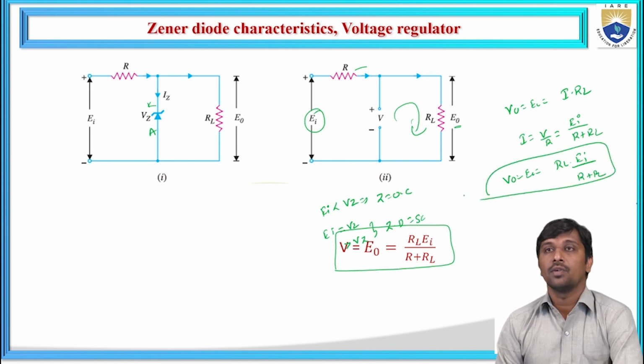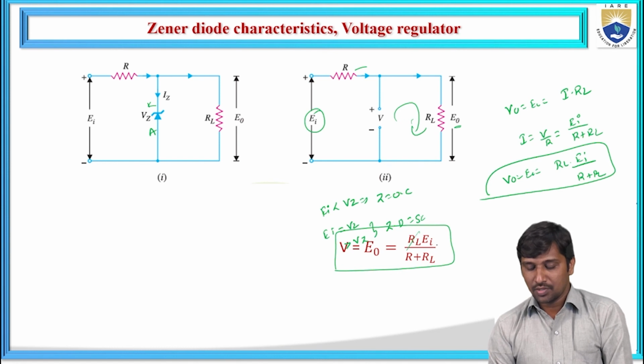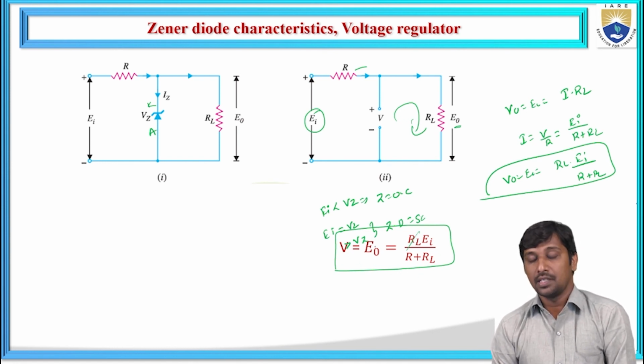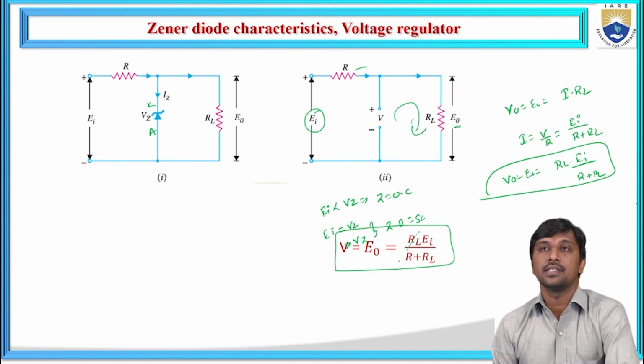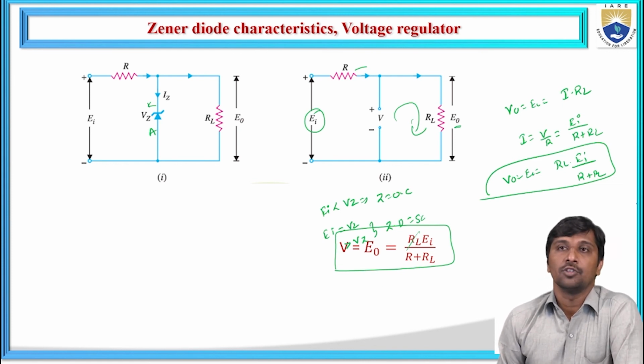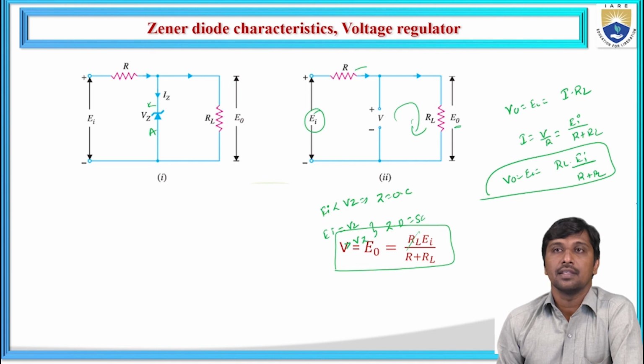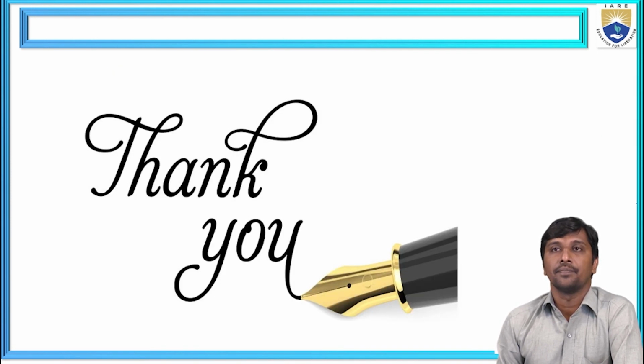At this point, what happens? RL is a constant and EI is a constant. That is the reason V naught also becomes constant, which means it stabilizes the DC output voltage. From that, we can say that the Zener diode acts as a voltage regulator.